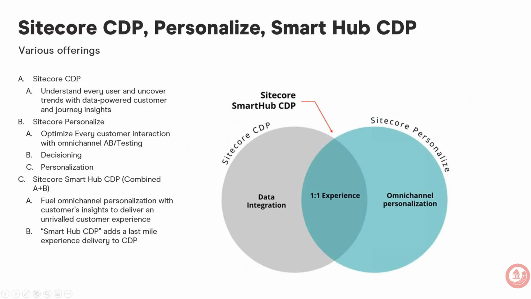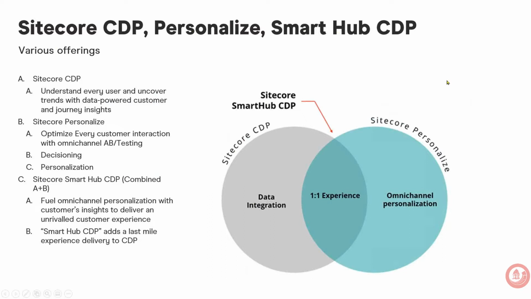And this slide talks about all the confusion you will hear in the industry, because a lot of people talk about Sitecore CDP, a few people say Sitecore CDP and Personalize, a few people say Sitecore Smart Hub CDP. In a way, everything is pointing to the same product, but these products can be purchased together as a full bundle, or you can purchase each piece. You can only purchase Sitecore CDP, you can only purchase Sitecore Personalize, or if you purchase both, then you can call that you have Smart Hub CDP.